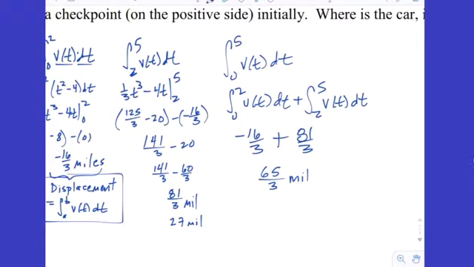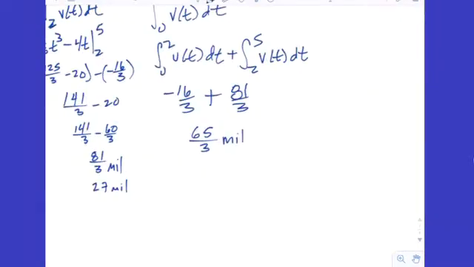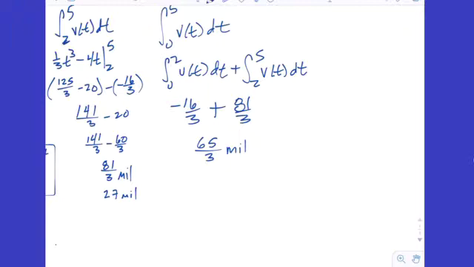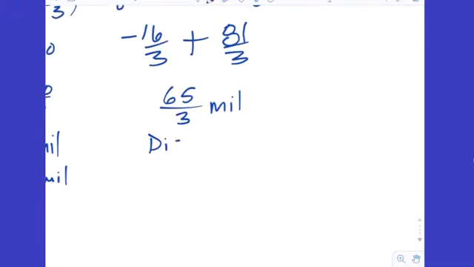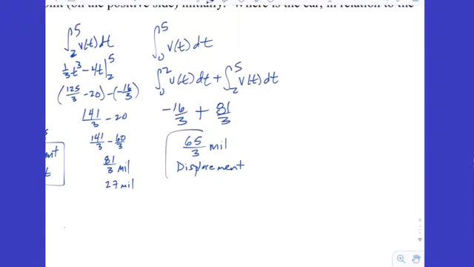Okay? So could I then say that the total distance that the car traveled from 0 to 5 is 65 thirds miles? No, that's not the total distance traveled, because some was positive and some was negative. You can only say it's the same as the distance traveled if it's entirely positive from left to right. But I could say that this is the displacement. Over the 5-hour period from 0 to 5 hours, the car ended up 65 thirds miles to the right of where it started, wherever it started. We don't know, but it ended up 65 thirds miles to the right of where it started. That was its net change in position.